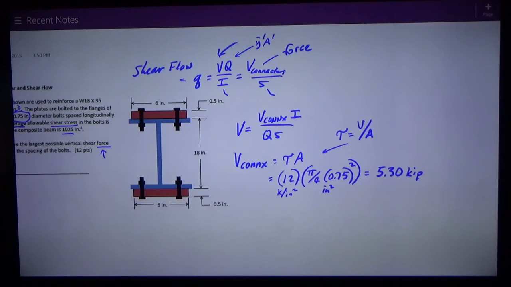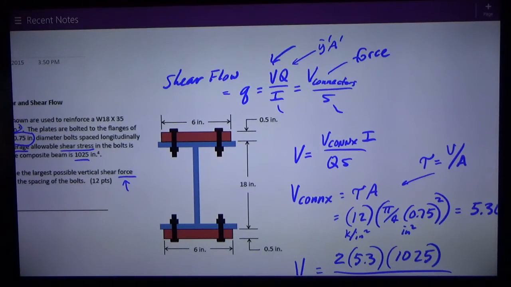So now I know that, I can say V, the shear force allowable on the beam, is V connectors, of which there are 2 to connect one plate. So I've got 2 connectors, 5.3 kips each. I is that 1025. S is the spacing, 10 inches. And Q is the Y bar prime A prime thing.